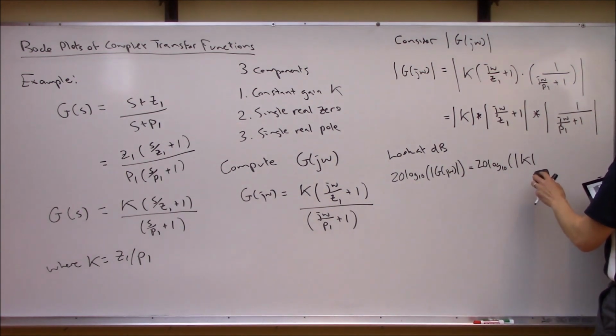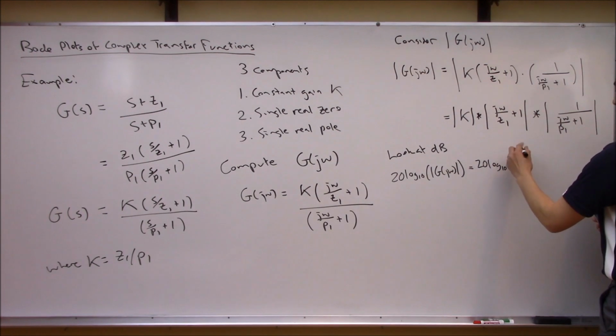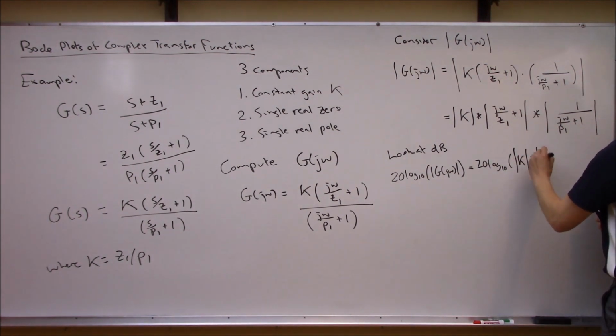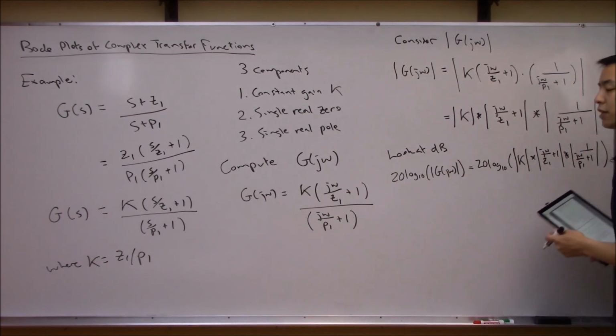I should have written this. Well, it's this entire thing here, right? And I guess I didn't manage the whiteboard space so well. This is magnitude of k times magnitude of j omega over z1 plus 1 times magnitude of 1 over j omega over p1 plus 1, right?